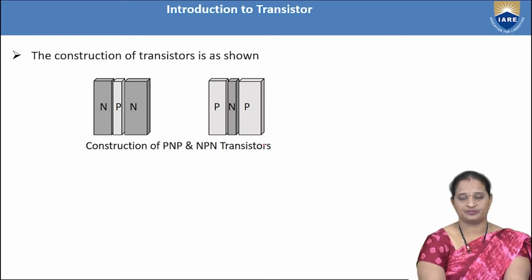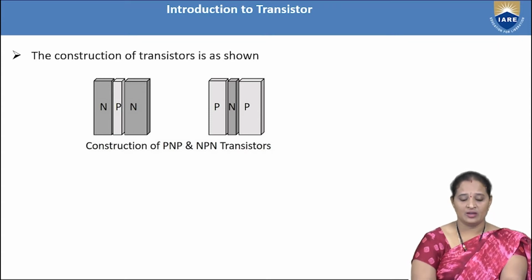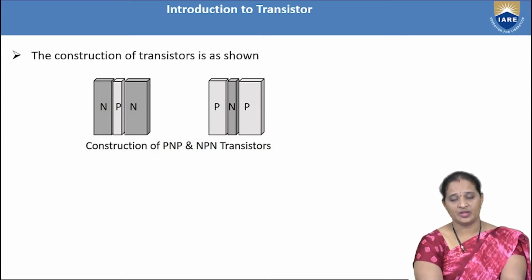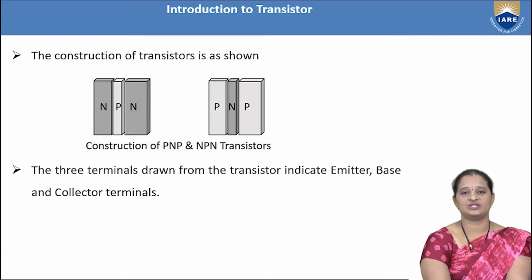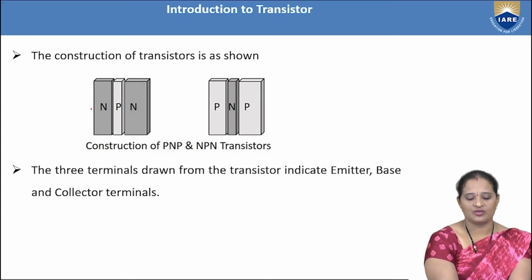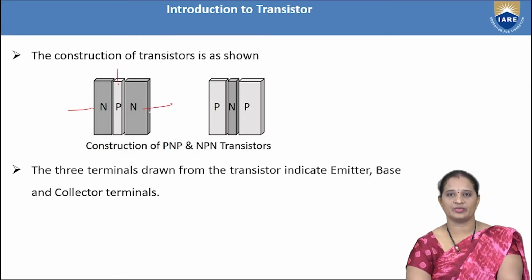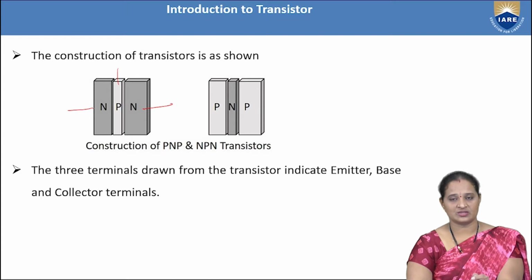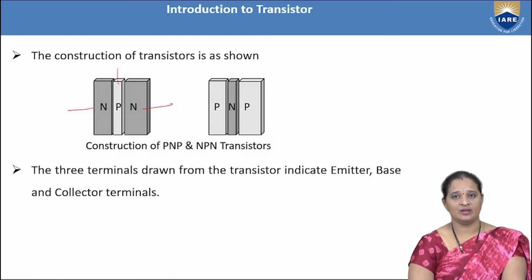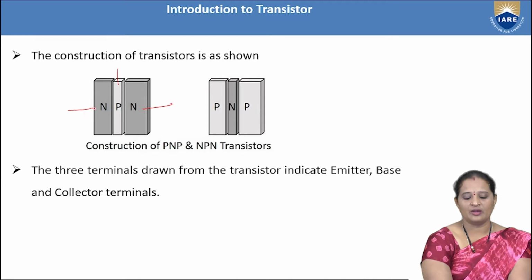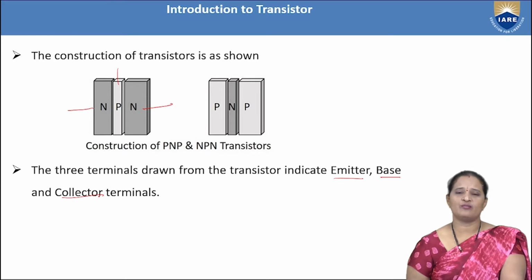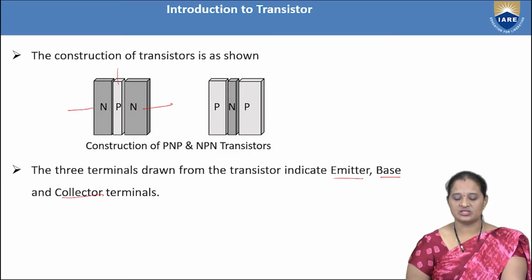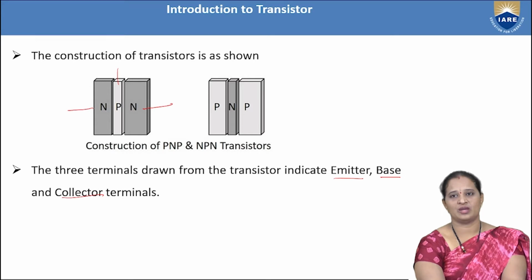Similarly, we have two P-type semiconducting bars and in between we have an N-type semiconducting bar, which results in a PNP transistor. As we have three semiconducting bars here, we can take three terminals out, one from each semiconducting bar. That is why we say that a transistor is a three-terminal semiconducting device. The three terminals of a transistor are emitter, base, and collector. And what are this emitter, base, collector? We'll see now. So this is the construction of NPN and PNP.